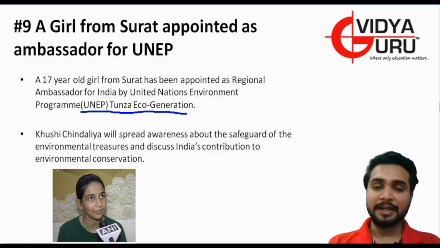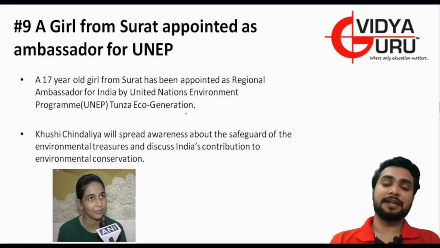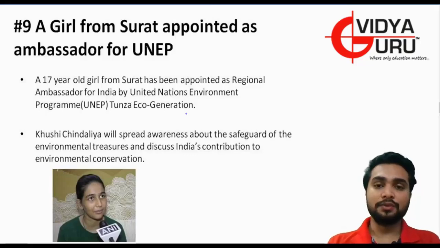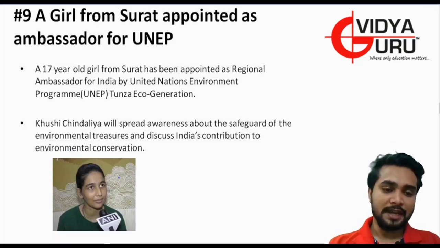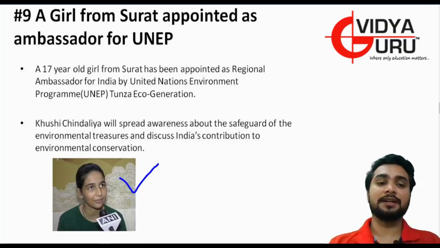The name is important, as I have told you that whatever a woman achieves, you must take a note of that. So if a 17-year-old girl is achieving something, then it becomes important from your exam's point of view. She is Khushi Chindalia and she is now the ambassador.